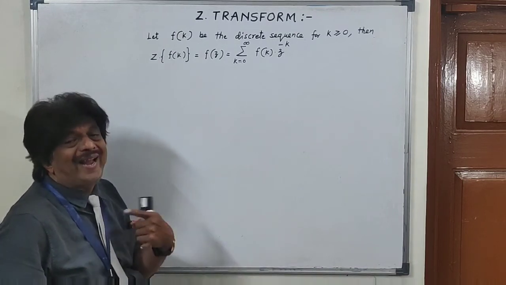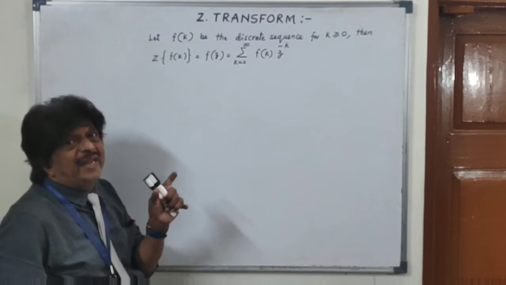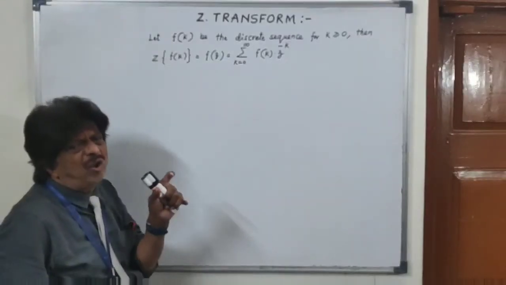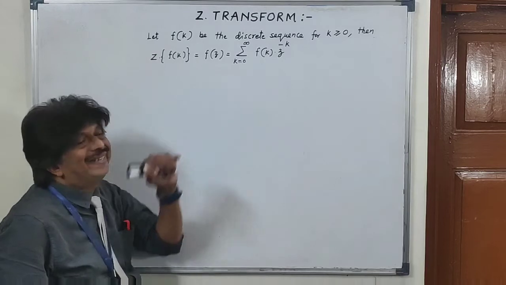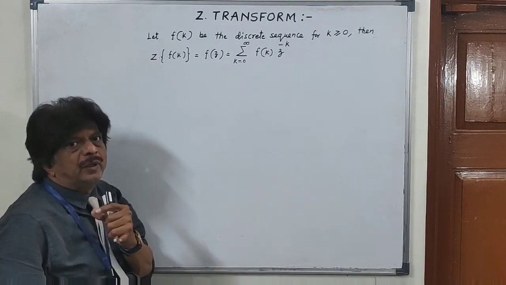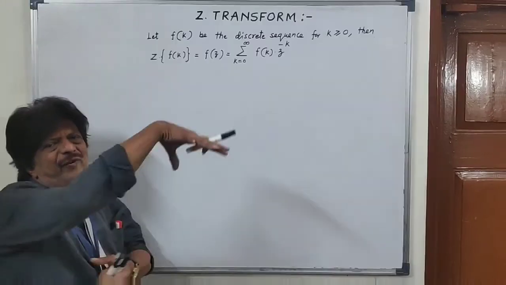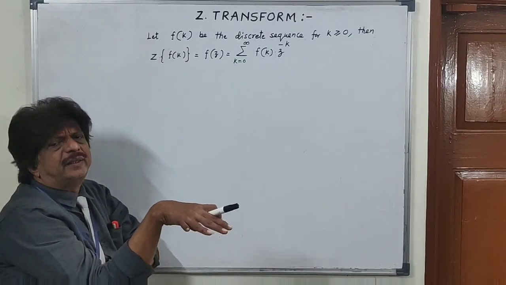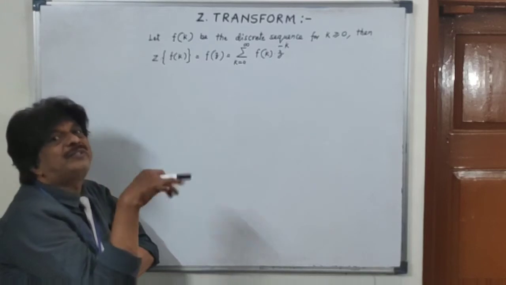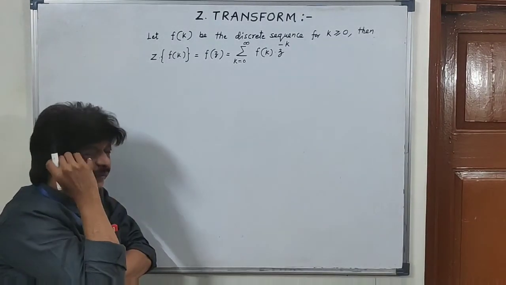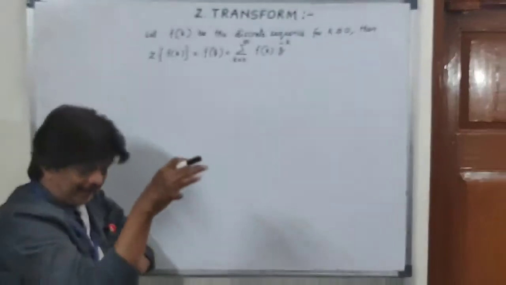This is not an integral transform. It is a discrete transform. It is obtained by taking the infinite sum, summation k equal to 0 to infinity, of that discrete sequence f of k multiplied by z raised to power minus k. If this infinite sum converges for some fixed z to F of z, then and only then f of k has the Z transform F of z. Otherwise, the Z transform does not exist. So this is the basic fundamental definition of the Z transform.